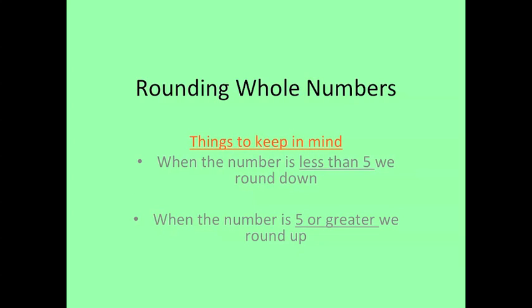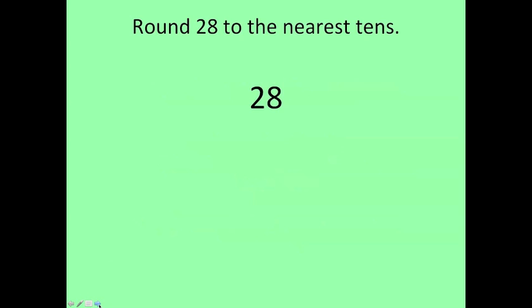In this video, we're going to look at rounding whole numbers. Two things to keep in mind. First, when the number is less than 5, we round down. When the number is 5 or greater, we round up. We'll put those 2 points into focus as we move along on the examples.